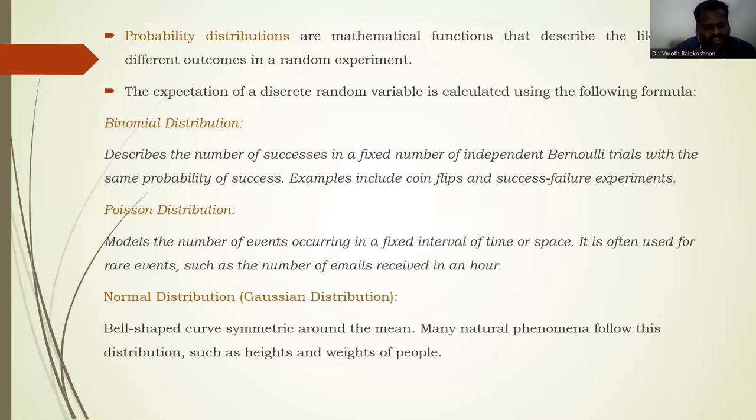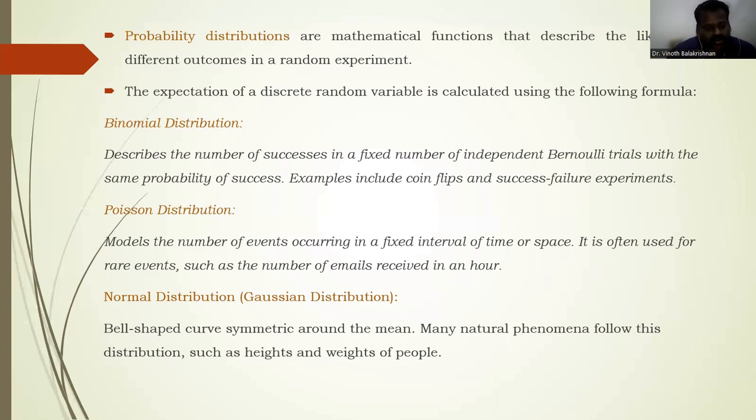That is P of X equal to nCx p power x q power n minus x. This distribution contains two parameters, one is n and another is p. Its mean is np and variance is npq.